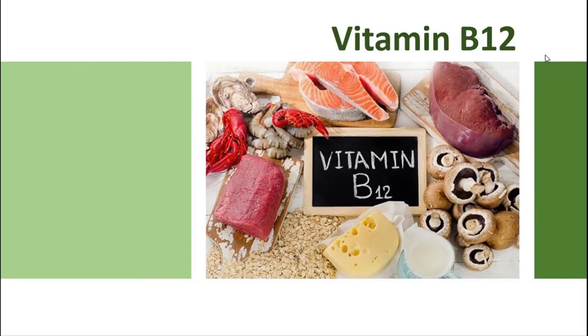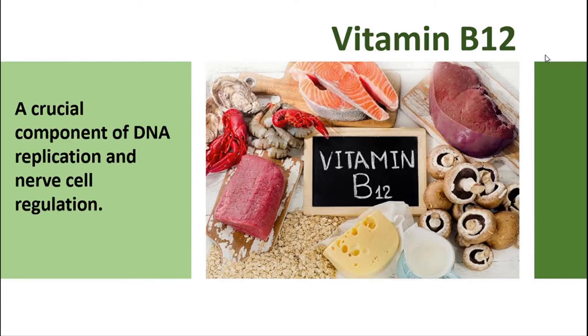There are some sources of vitamin B12 such as meat, eggs, shellfish, milk, and organ meat such as liver or kidney. Vitamin B12 is a crucial component of DNA replication and nerve cell regulation.